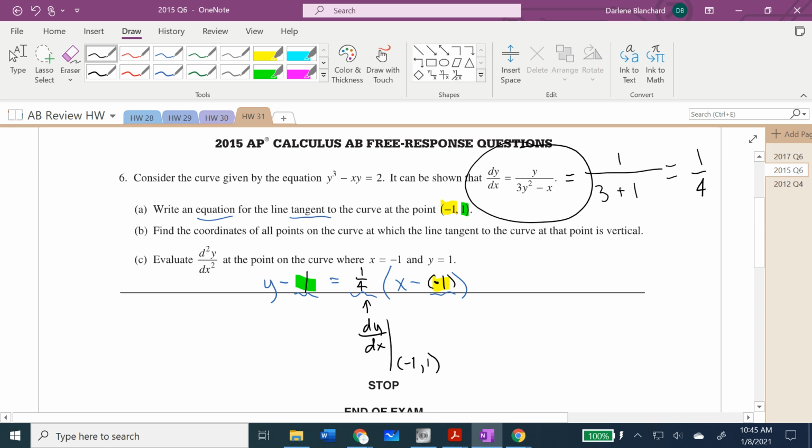When they ask you to write an equation of a tangent line, this is sufficient as an answer. You do not have to isolate the y. An equation of a line doesn't actually have to be solved for y. And that's part A. Moving on to part B. And I'm going to erase stuff and get it out of the way.